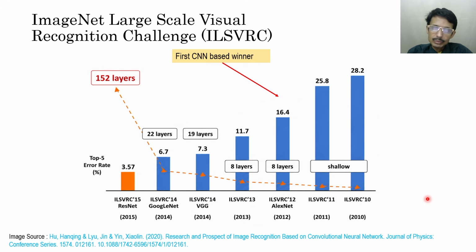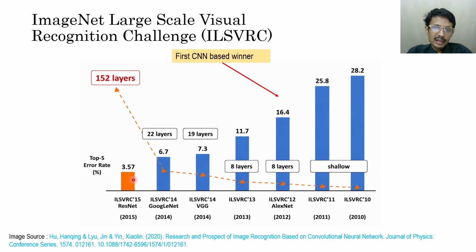So far, we have discussed different CNN models. We started from AlexNet, then VGGNet, then GoogleNet. Now we are going to discuss another very important convolution neural network. It is called ResNet, or a CNN with residual connection.